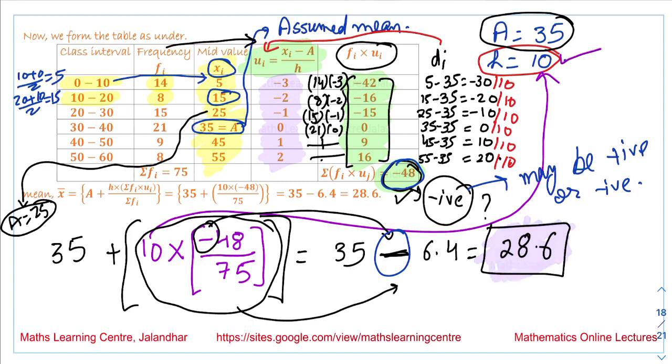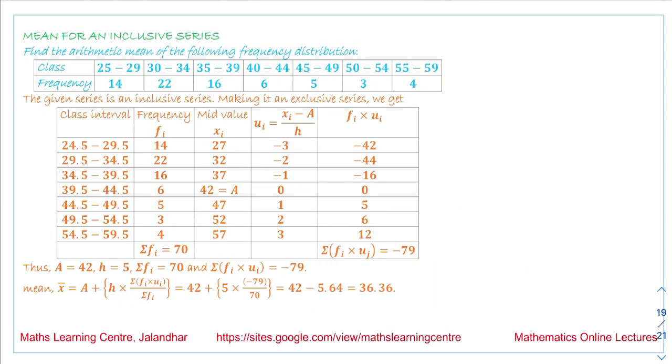This will be the same. Whatever mean you assume, this answer will be the same. Now the next question we have is to find the arithmetic mean of the following frequency distribution. It is important to note that these classes are given in the inclusive form. That is, it is 25 to 29 and then 30 to 34.